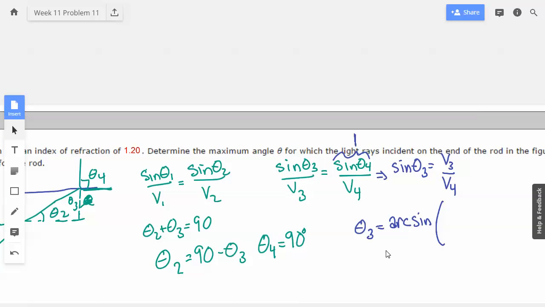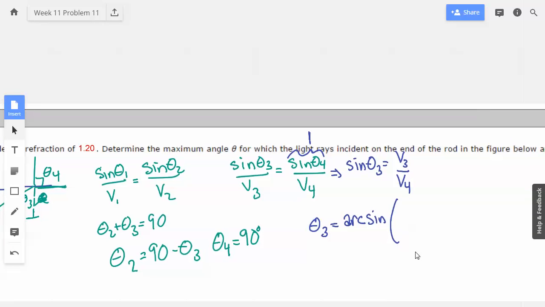So, that means that V3, which is the velocity inside the glass, the rod, not the cone, not important, is the speed of light divided by 1.2. And then V4 will equal C.